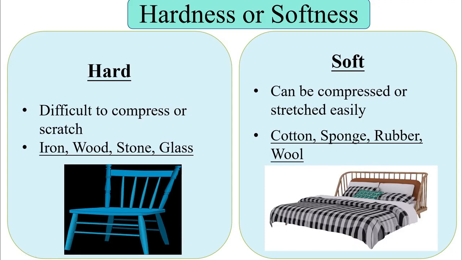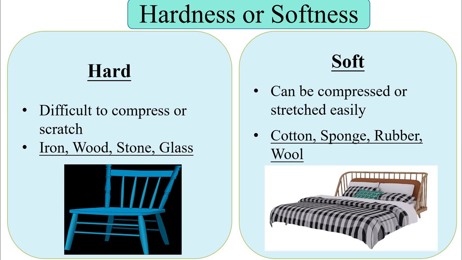Based on hardness of materials, the materials are classified as hard and soft. The materials that are difficult to compress or scratch, for example iron, wood, stone and glass, are classified as hard materials, whereas the materials that can be compressed or stretched easily are known as soft materials, for example cotton, sponge, rubber, wool, etc. That's why a chair is always made of wood or plastic, because its purpose is to sustain the load of a person who is sitting on it.